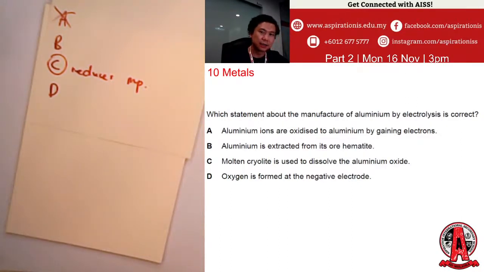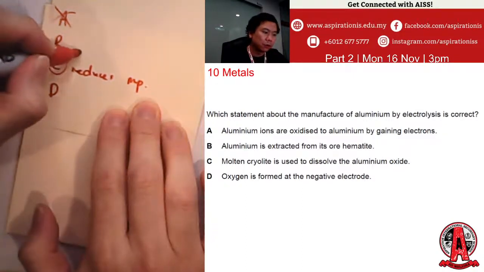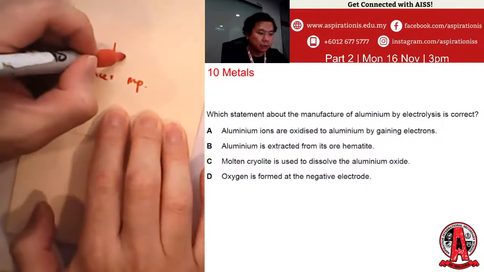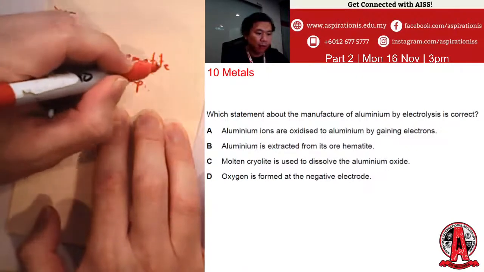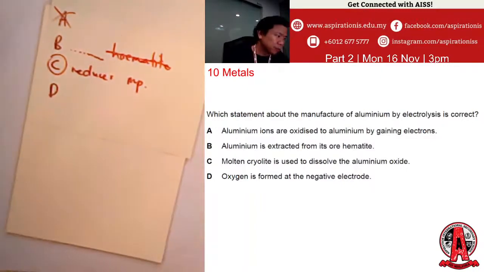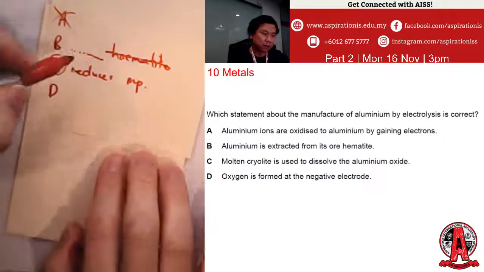Now, what is the ore of aluminium? How do you make B correct? Can you please write down the ore of aluminium in the chat, please? What is the ore of aluminium? Bauxite. So B is wrong.